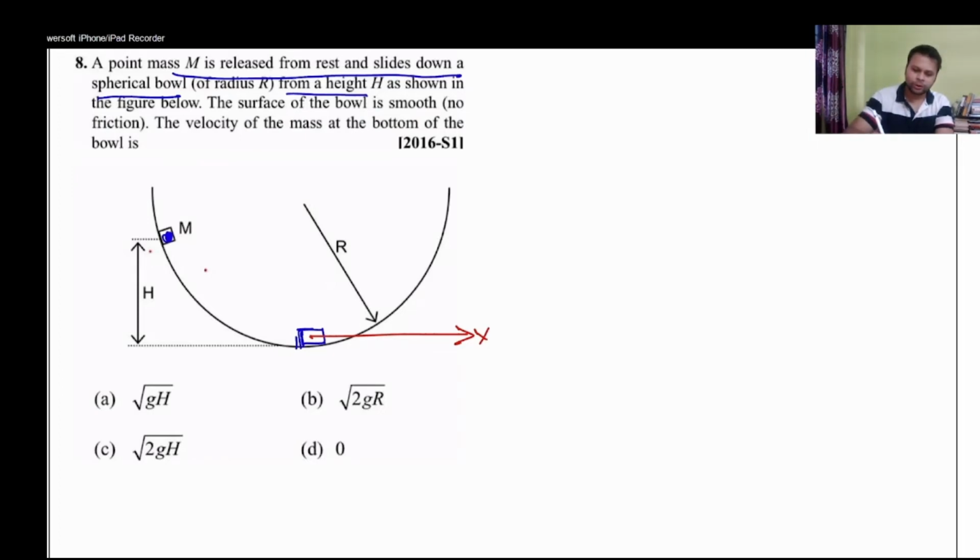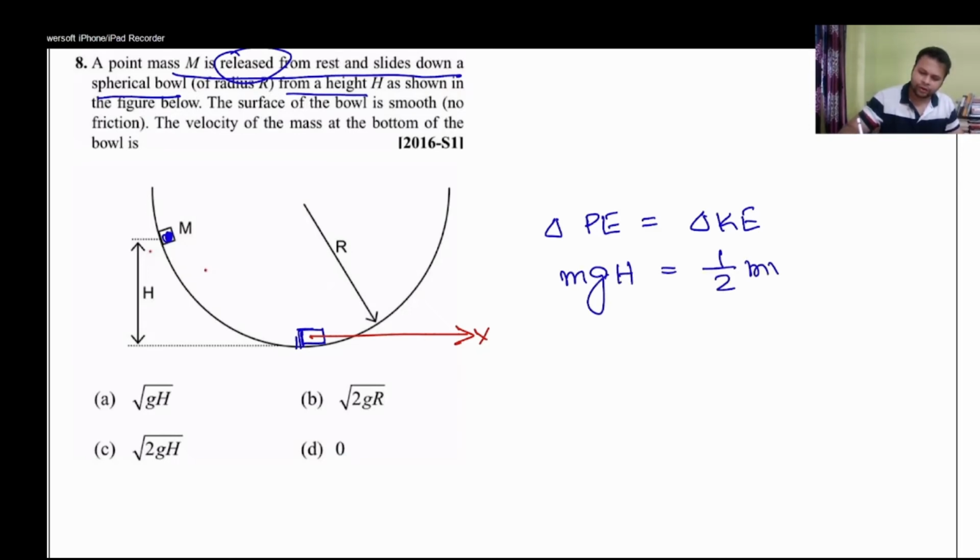So what is the concept to be used here? You can see the mass is released from rest, right? So initially the kinetic energy was 0, right? So the decrease in potential energy, I can say, is the increase in kinetic energy. So I can simply say the change in potential energy is equal to the change in kinetic energy. What is the decrease in potential energy? I can say m g capital H. So this is equal to the increase in kinetic energy, half m v squared.